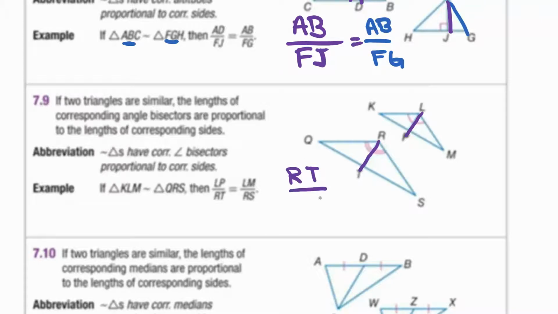So RT over LP. Looking at this, we know that QR corresponds to KL. So it equals QR over KL.